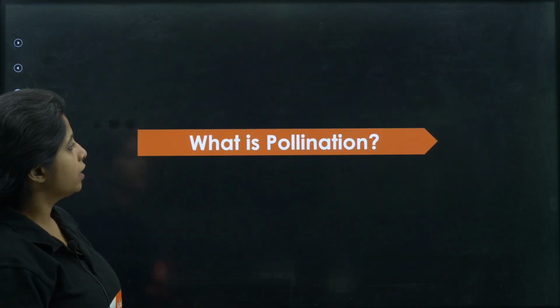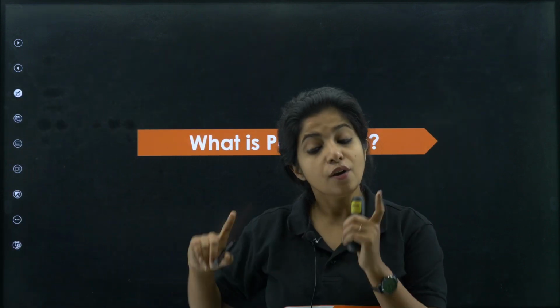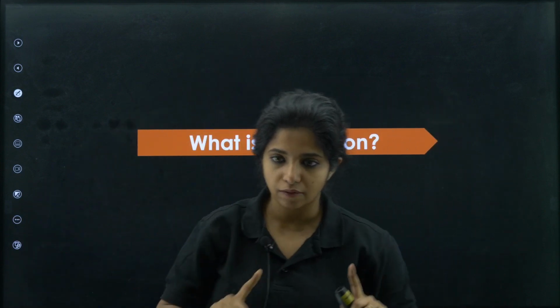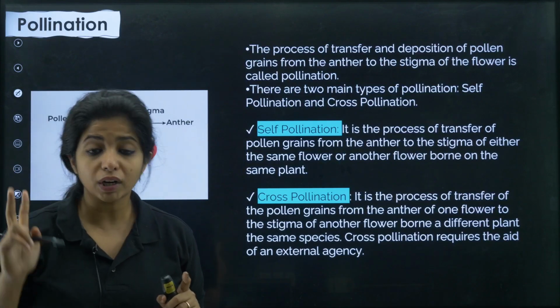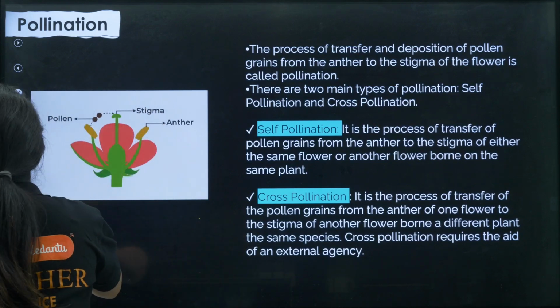Cool? So, now what is pollination? Pollination basically means transfer of pollen grains from the anther to what? The stigma of the flower. Now, there are two types of pollination. One is self-pollination and the other one is cross-pollination. Listen to me very carefully. I am going to explain you right over here.